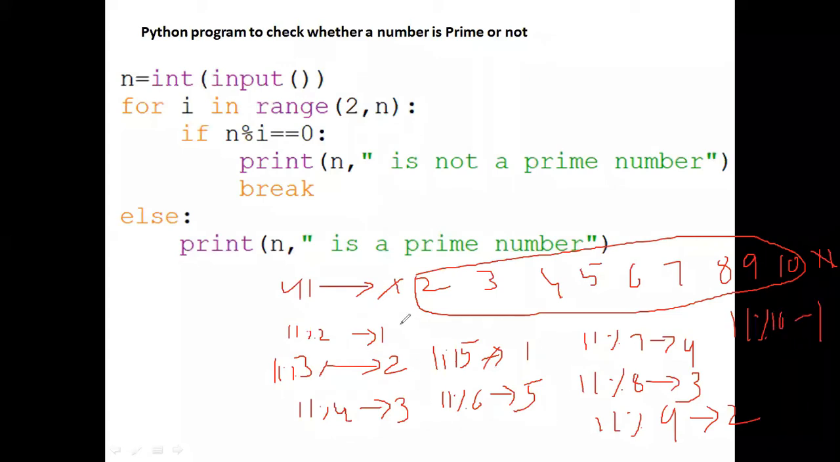Here you observe that when we divide 11 with all these numbers, in none of these cases do we get 0. If we get the remainder 0, then we say that it is not a prime number. If you take 10 % 2, we get the remainder 0. So we say that 10 is not a prime number.